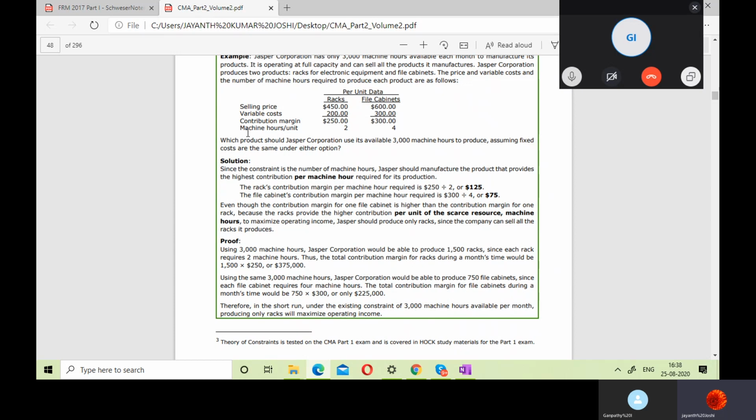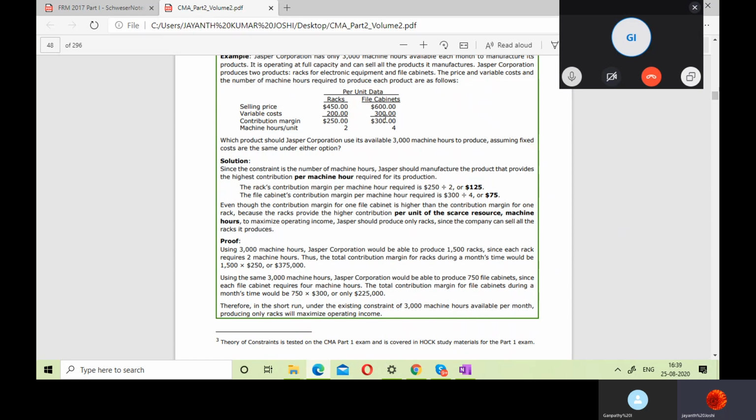So I'll see per hour what is my contribution per hour. 250 by 2 and here 300 by 4. So I'll get 125 here, 75 there. So 125 looks a good option because the contribution is higher. But let's go forward. Even though the contribution margin for one file cabinet is higher than the contribution margin for one rack, the racks provide higher contribution per machine hour.